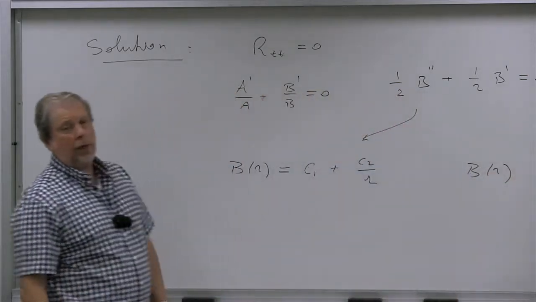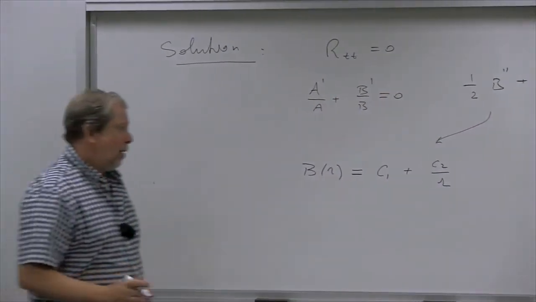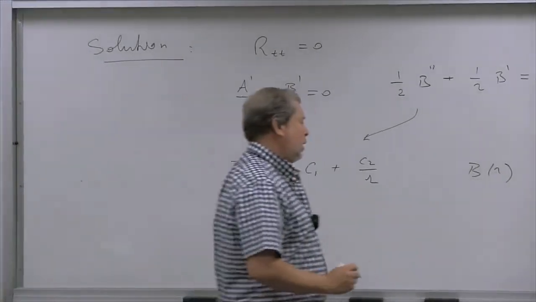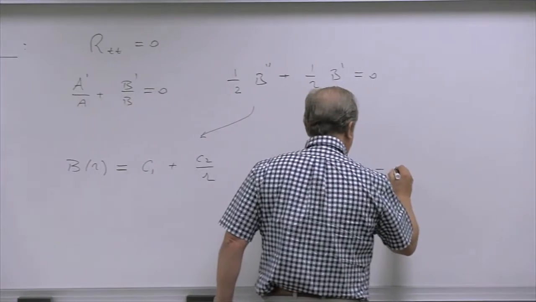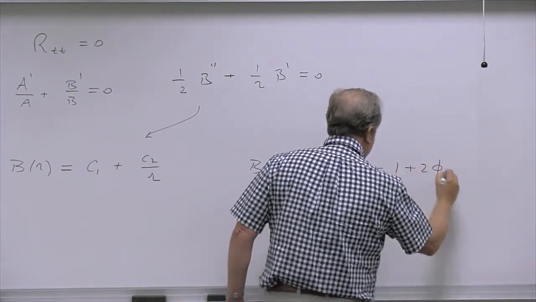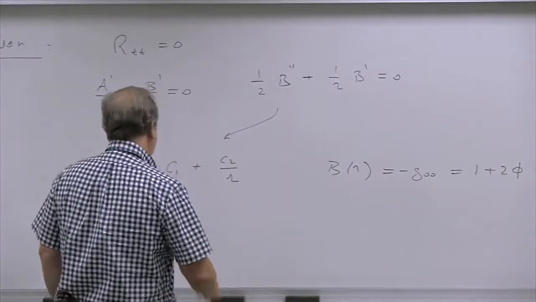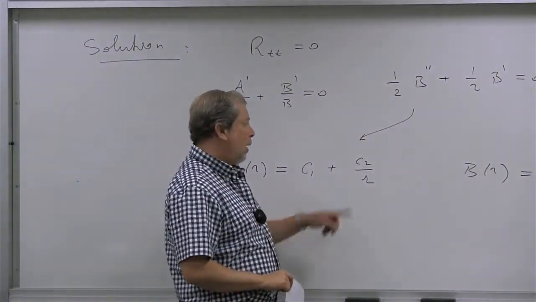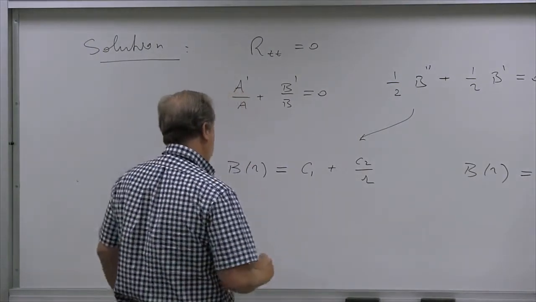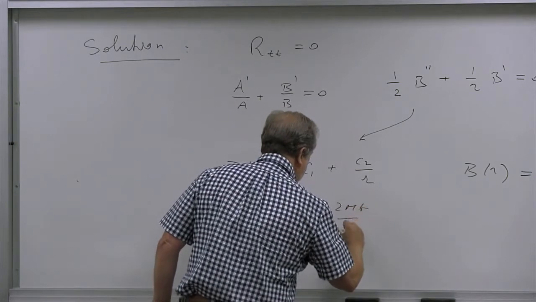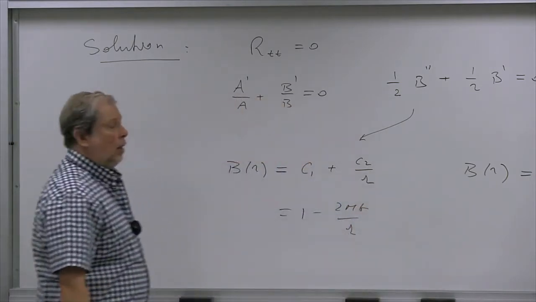But now the thing is that for B of R, again, we look at the weak field limit and try to recover the Newtonian result. So B of R is equal to minus g_00, right, which is equal to 1 plus 2 phi, right? So that means that in order to get the 1, we have to have C1 equal to 1, and C2 has to be equal to minus 2MG. So this is equal to 1 minus 2MG divided by R, right?